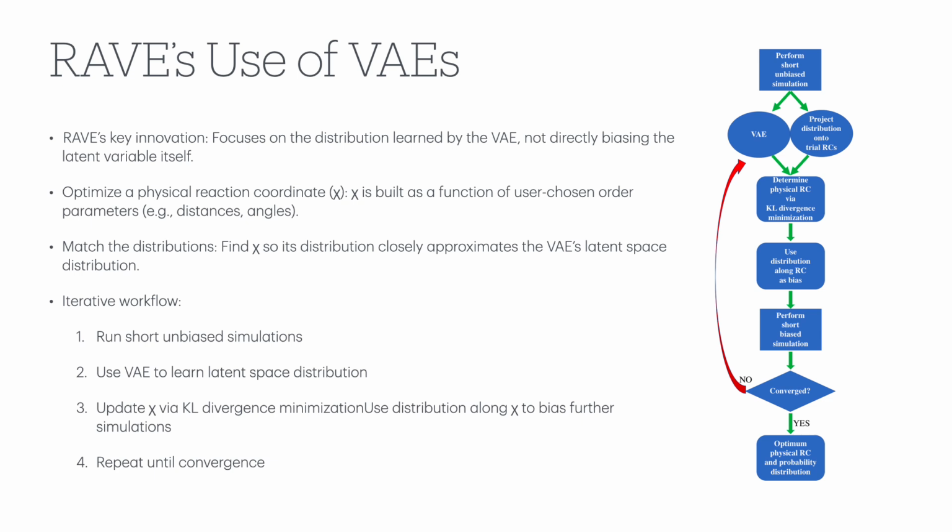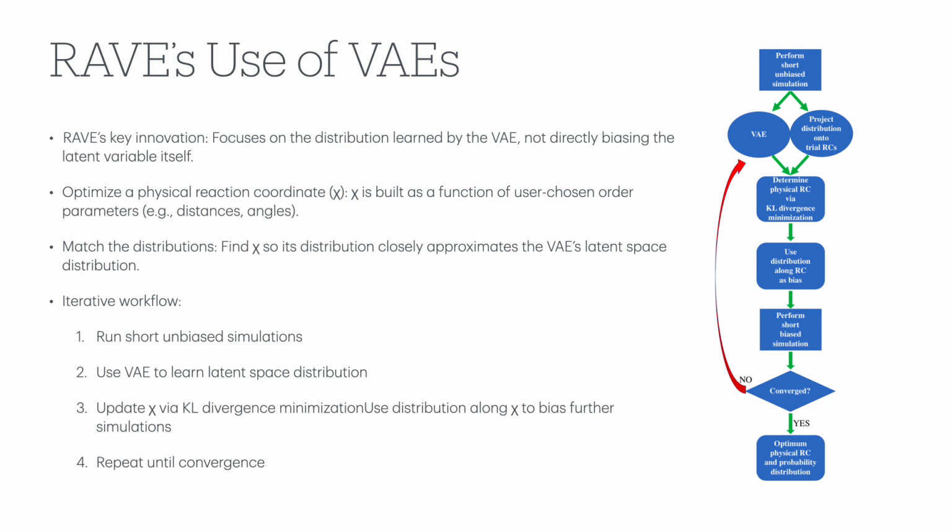We find the chi, or we find the function, or in RAVE's case, they only looked at a linear combination. So they find the weights of the different user-chosen parameters such that the distribution of chi closely approximates the latent space distribution. And so that's the key thing. We're not actually using Z's as the reaction coordinates. We're using our separate physically relevant chi's as our reaction coordinates, but we're matching these distributions so the Z's and chi's act similarly.